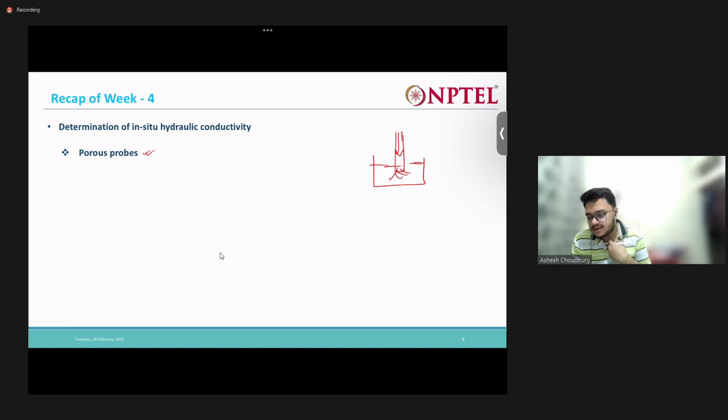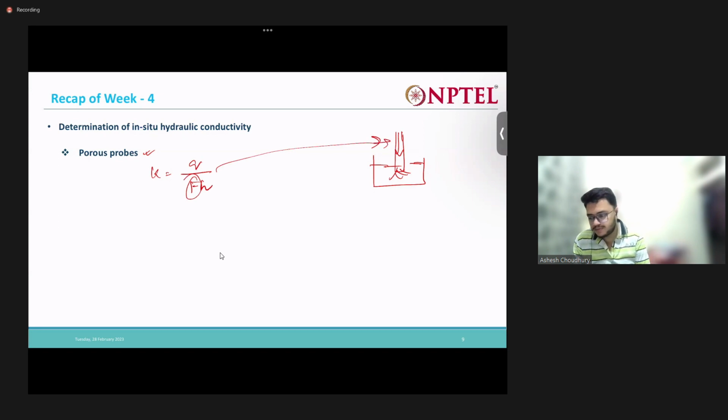Okay, so there are different types of probes, such as the constant head hydraulic conductivity test, which can be done using the porous probes. Then the hydraulic conductivity K is given by Q by F into H. Okay, so F is one of the parameters relating to this instrument.